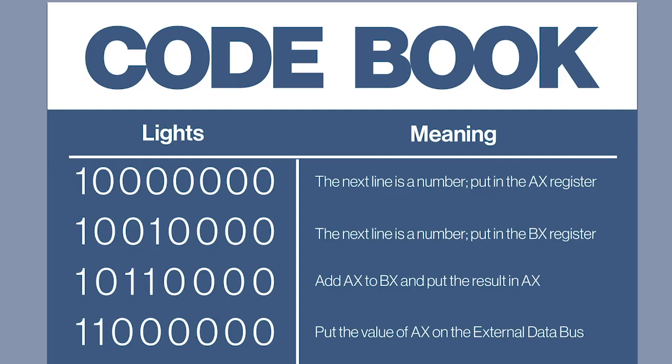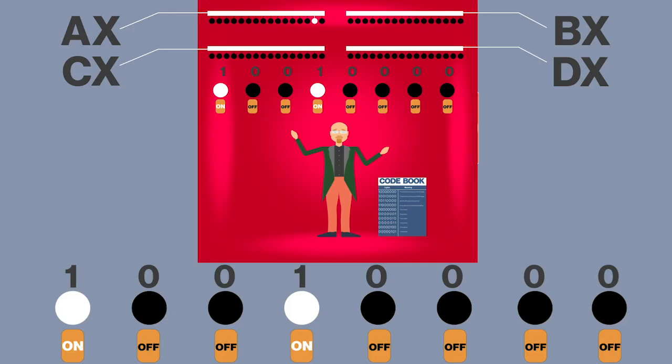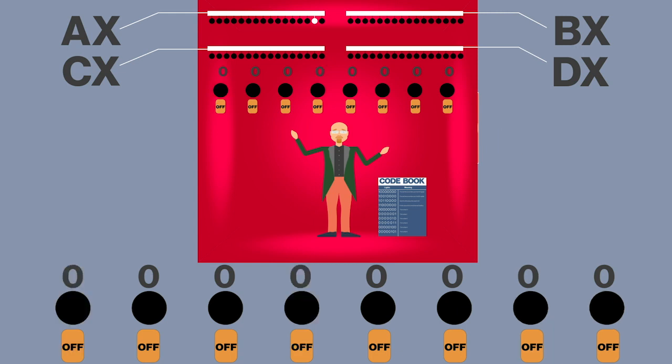So let's refer to the code book again. The next command is we've got to flip these different wires on and off to put the number 3 into the BX register. So let's go ahead and get that ready. Press that clock button until it zeroes out. That means the CPU is ready for the next value.